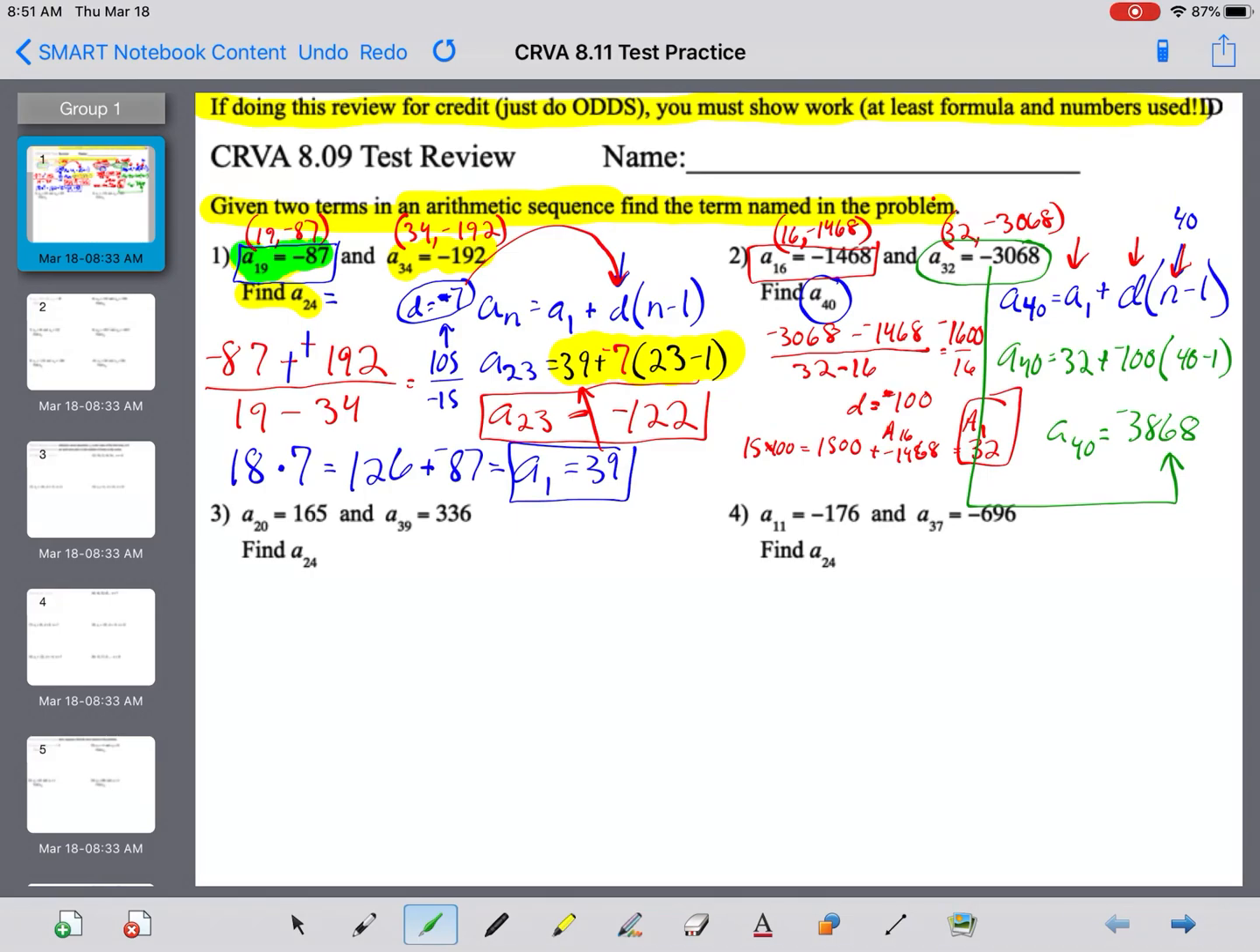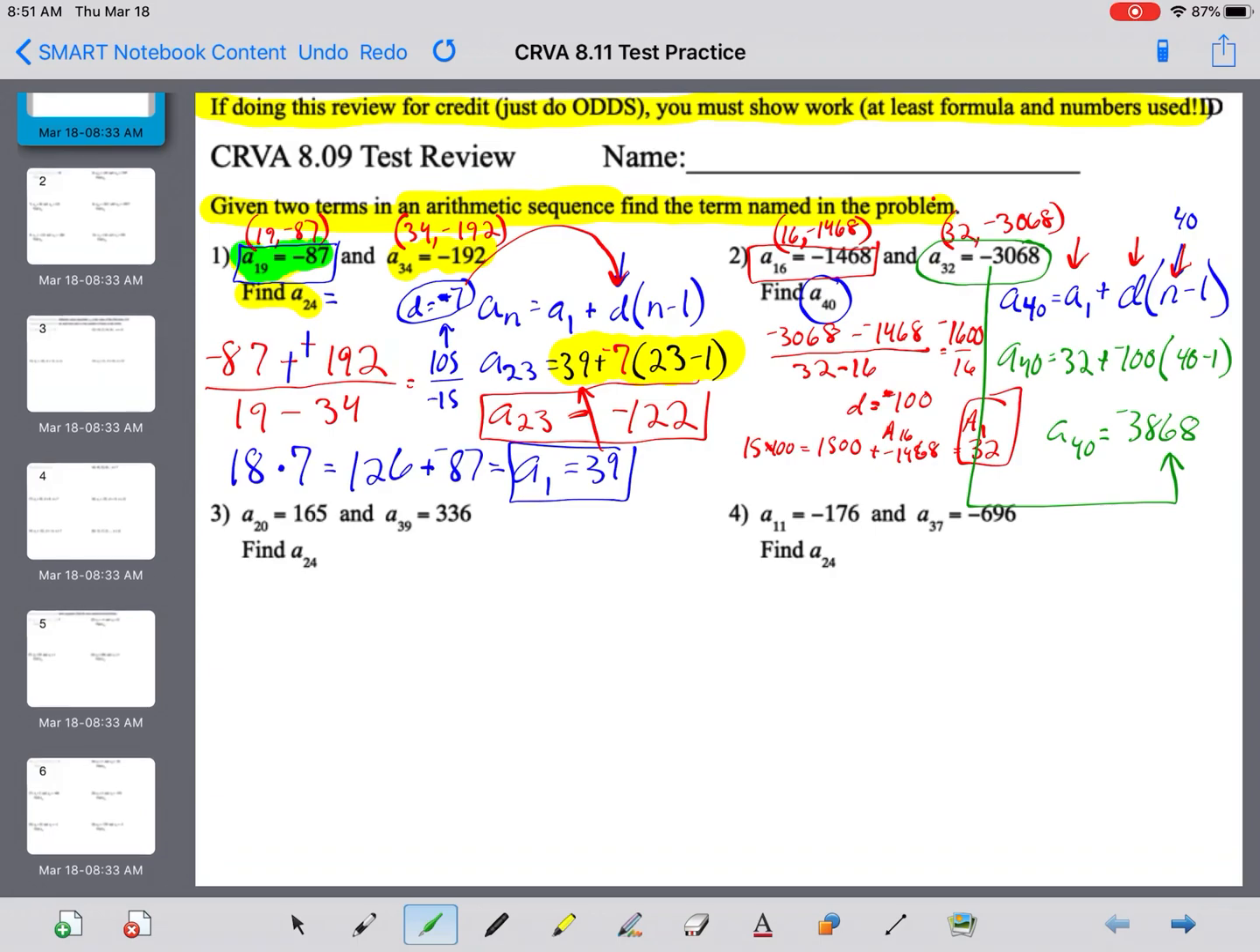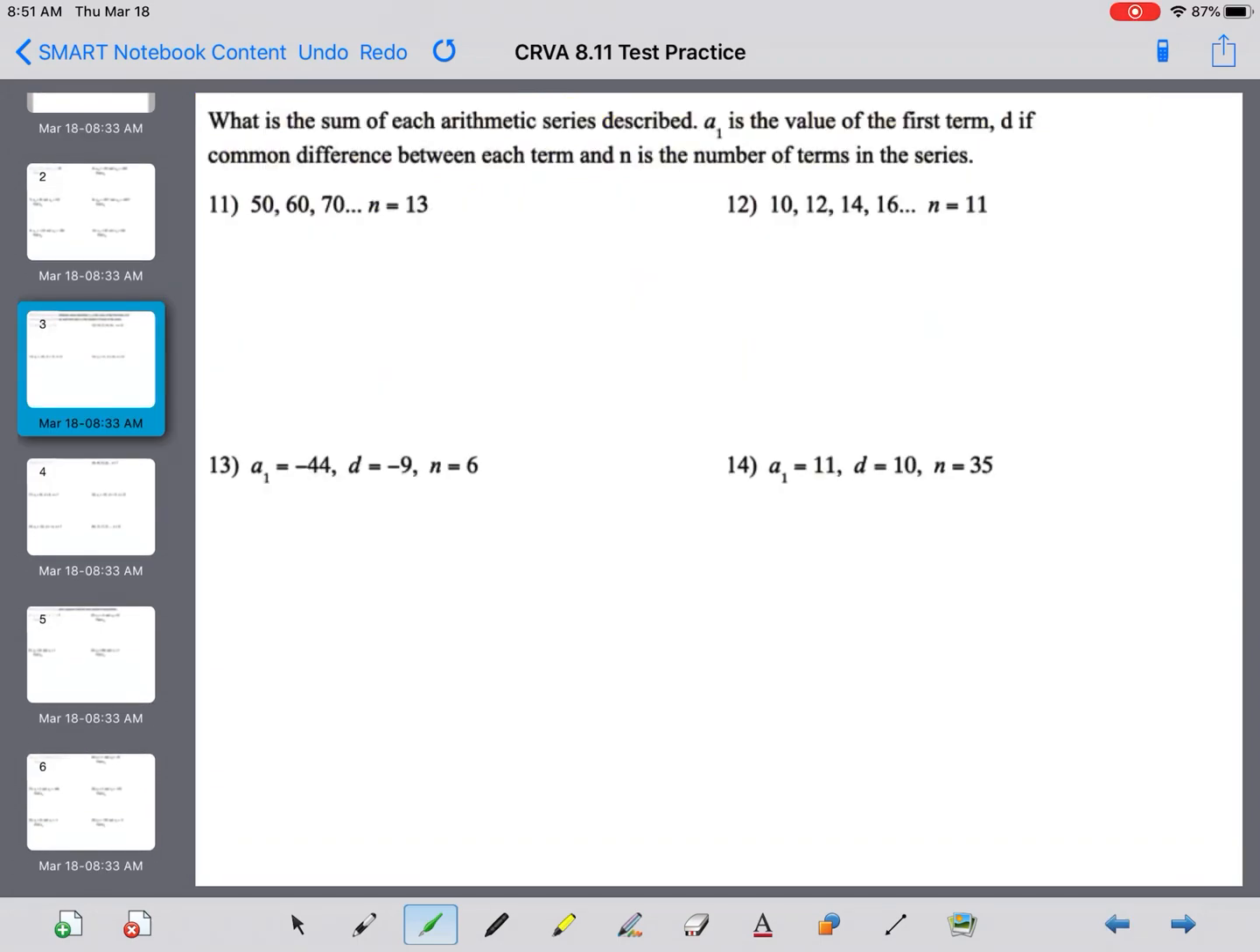But getting familiar, or comfortable, with these formulas is a really good skill to have. When we get to geometric sequences, it's a must. Alrighty.